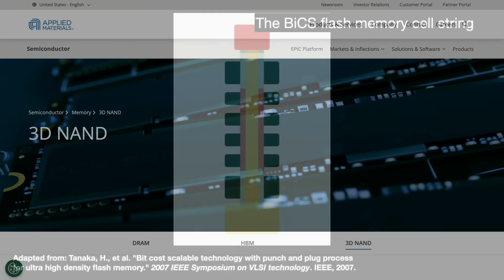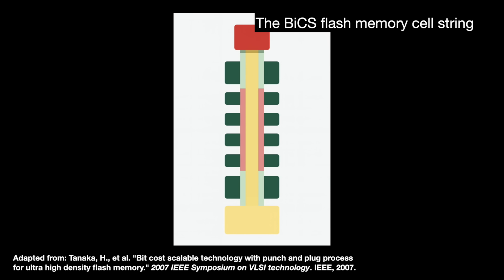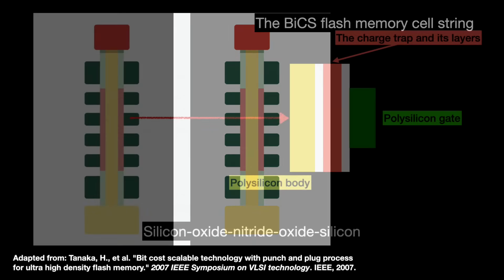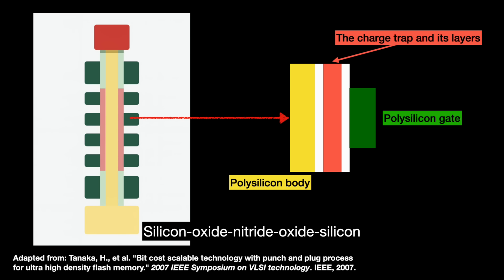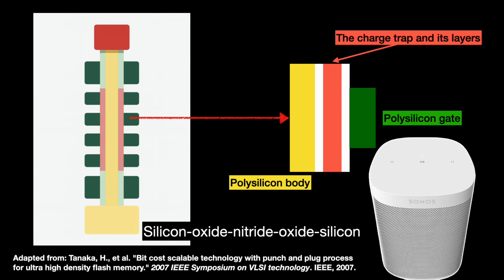Anyway, the shaft is finally finished off with a pillar of amorphous polysilicon. This serves as the channel through which electrons will travel. Since the BICS memory cells' layers are structured as a sandwich of silicon, oxide, nitride, oxide, silicon, they called it SONOS. Has nothing to do with the wireless speaker brand name.